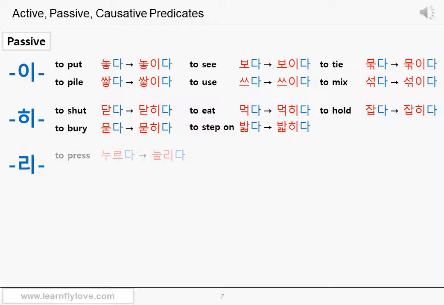To press something such as a button is 누르다. And to be pressed is 눌리다. To push is 밀다. And to be pushed is 밀리다. To listen is 듣다. And to be listened is 들리다.